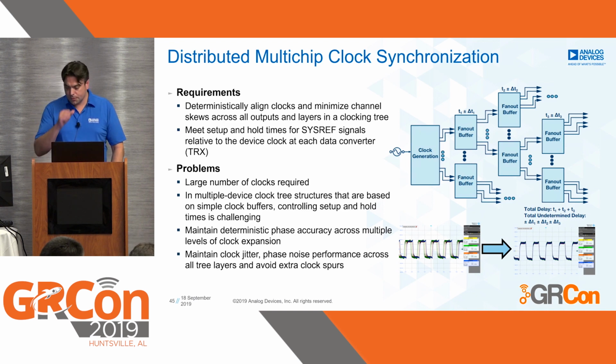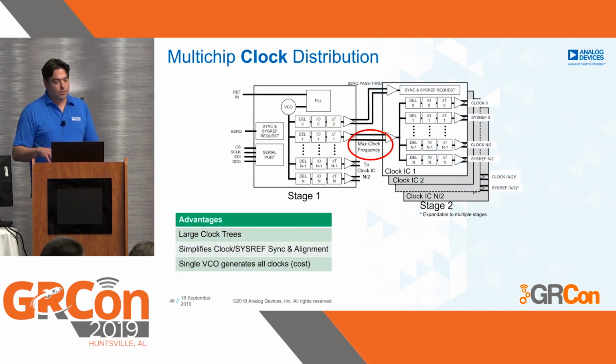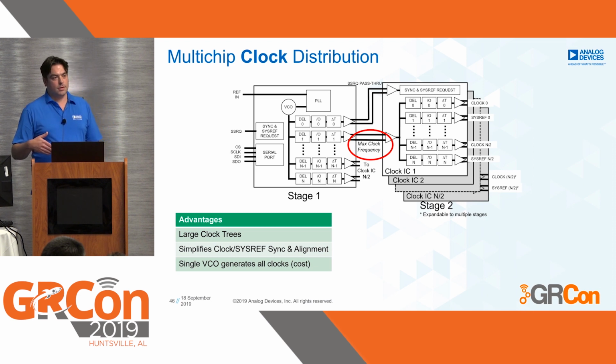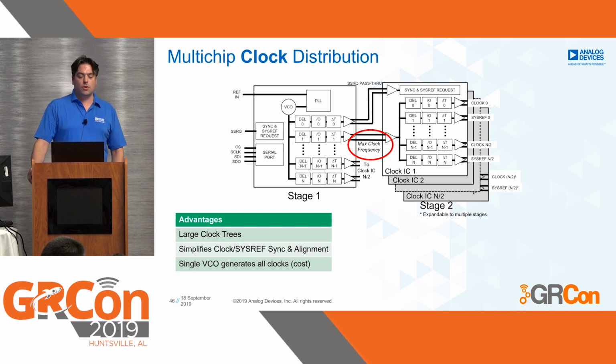So in general, there are two different techniques for clock distribution. One is really what's called clock distribution. That means you distribute the maximum clock that's required to all the downstream devices, and all the downstream clock distribution chips are just using a down-divided version of that clock. So you only need one VCO in the system, and all the noise is correlated.